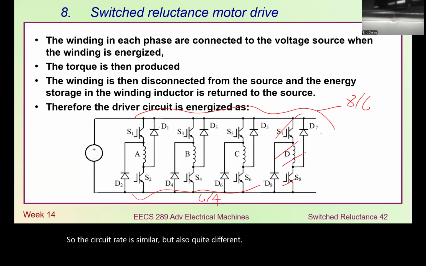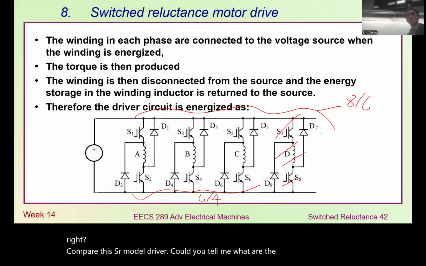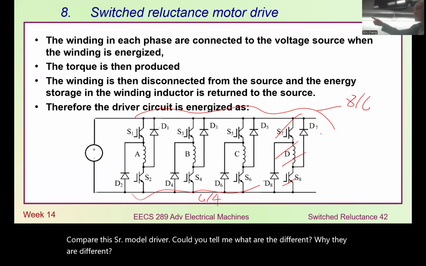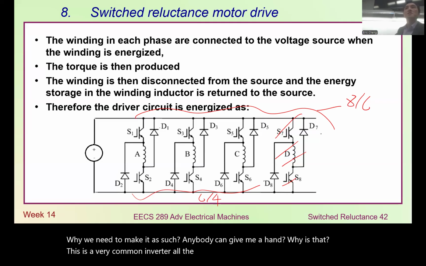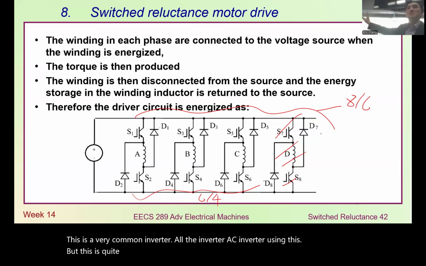So now, can you compare these two arrangements? This is for the induction motor. Compare it with this SR motor driver. Could you tell me what the differences are, and why they are different? Why do we need to make it as such? Can anybody give me a hand? This is a very common inverter. All AC inverters use this. But this is quite different. Although they look similar, they are quite different.